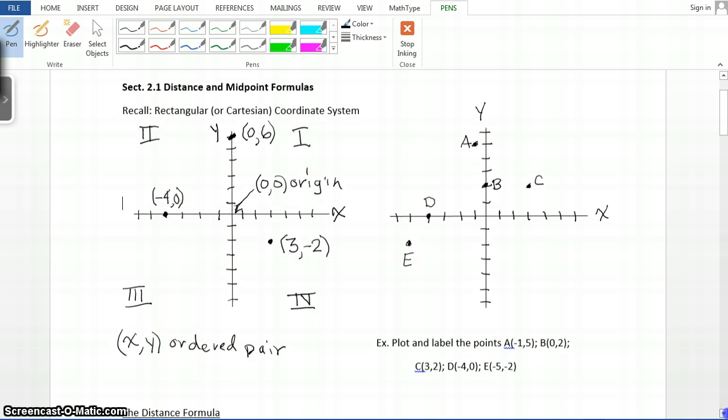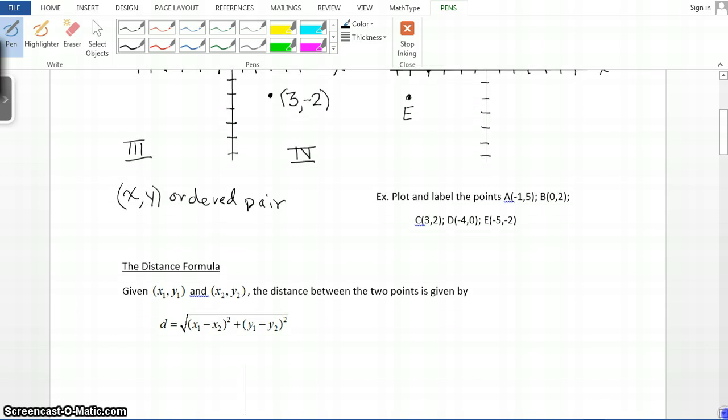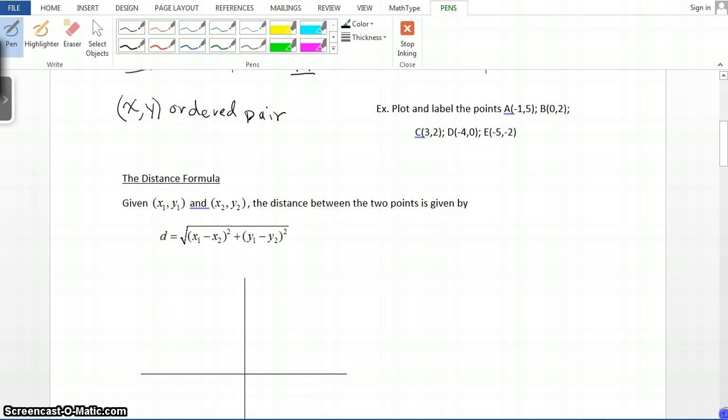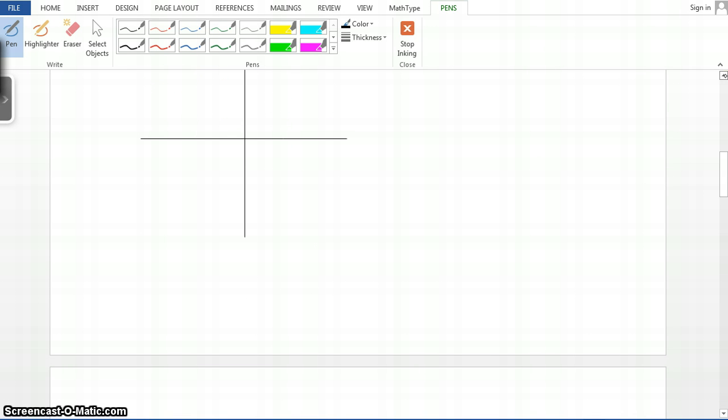Everyone probably did that. Maybe it was a while ago. No big deal. You have to remember how to do that. All right, here's the distance formula down here.